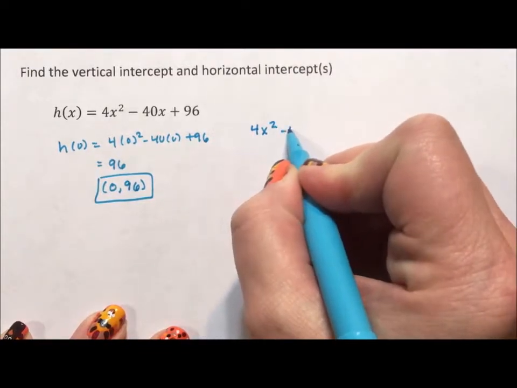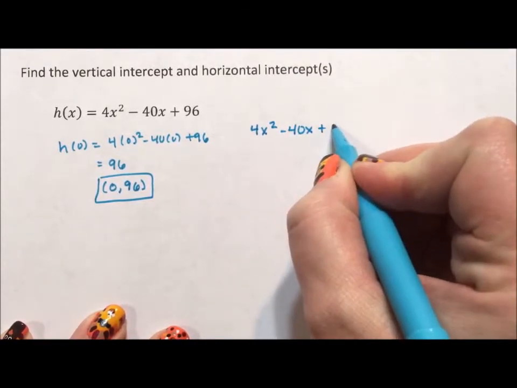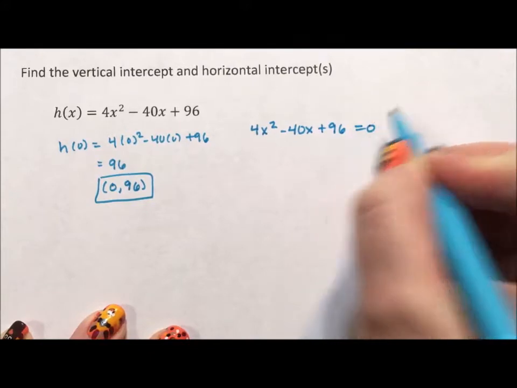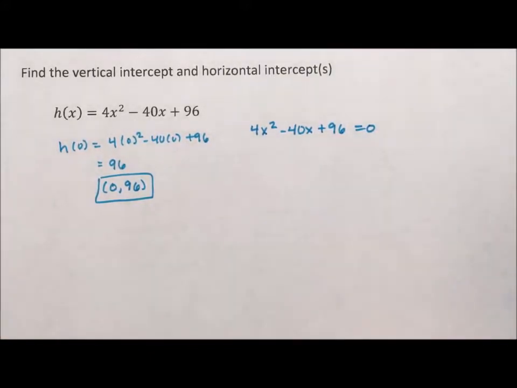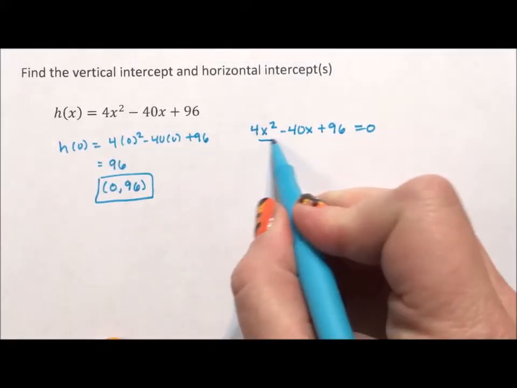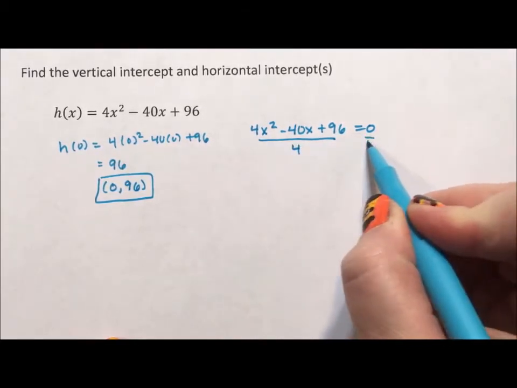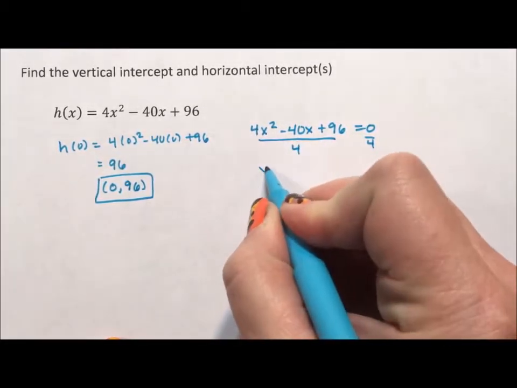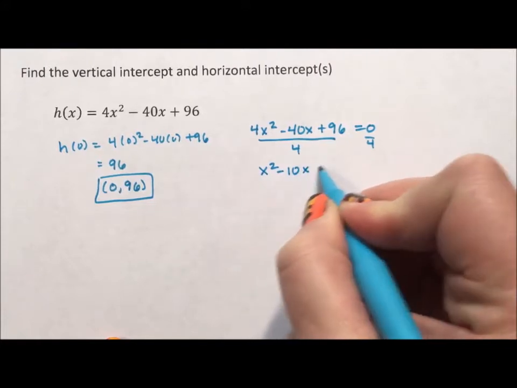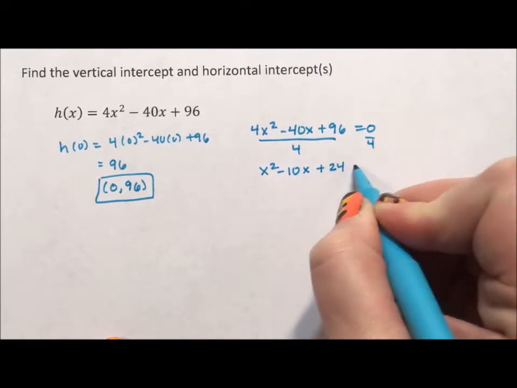4x squared minus 40x plus 96 equals 0. Well, to do this, the first thing I'm going to do is divide out that extra 4, because right now that extra 4 is going to get in the way. So if I divide both sides by 4, well, it's not going to get in the way, it's going to make factoring harder. x squared minus 10x plus 24 equals 0.